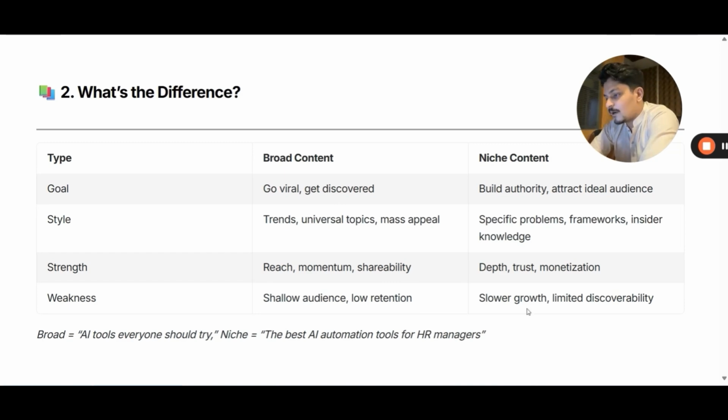As for niche content, the weakness is obviously slower growth. You get limited discoverability because your content is niche and specific, relevant to a limited audience out there. That's why you get limited discoverability.